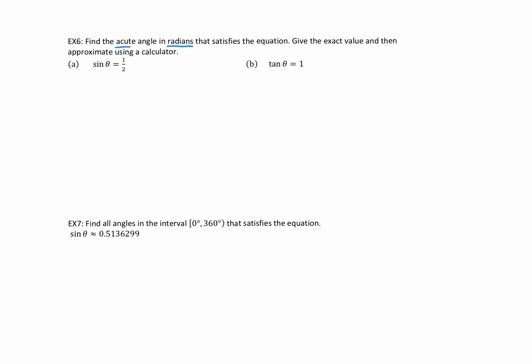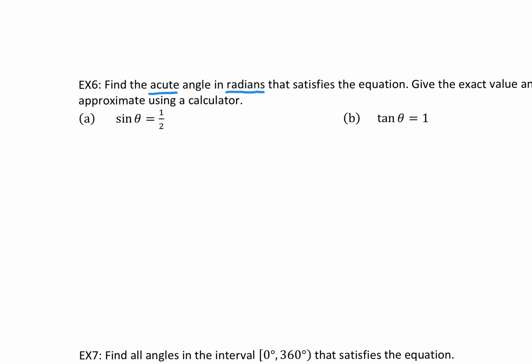So it's specifically telling us to find an acute angle. So remember that an acute angle that is in radians will be an angle from 0 to pi over 2 radians.